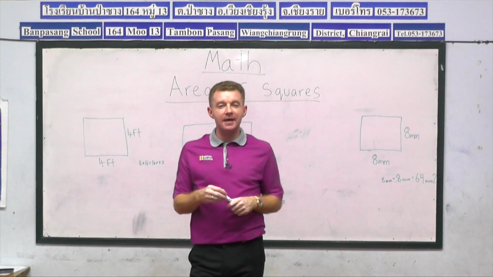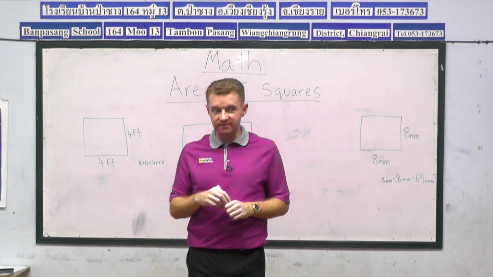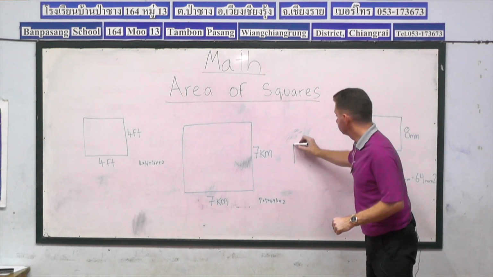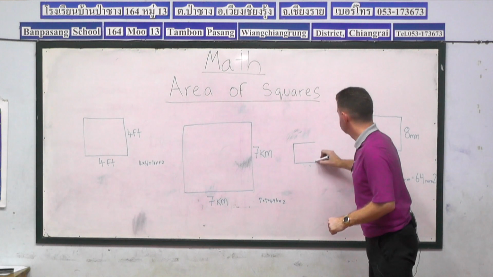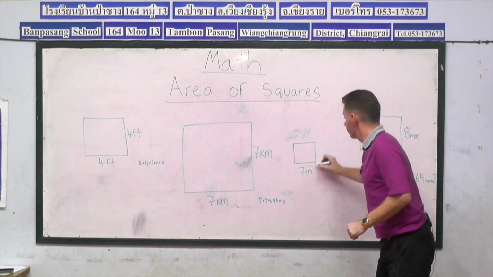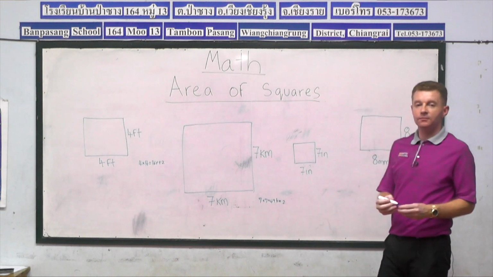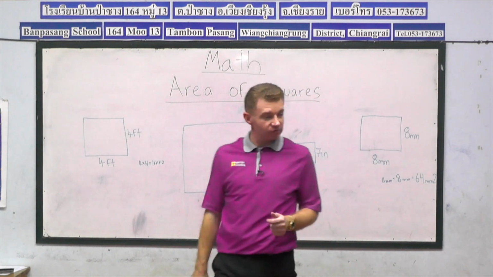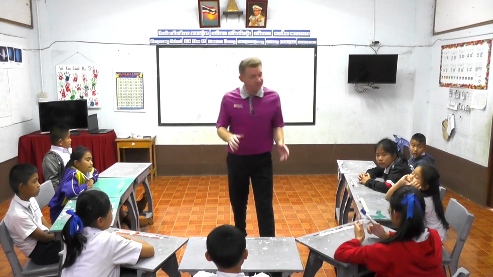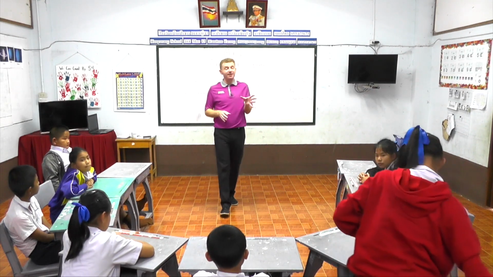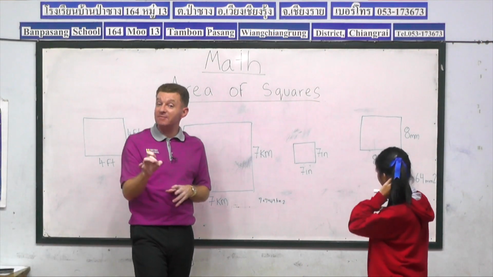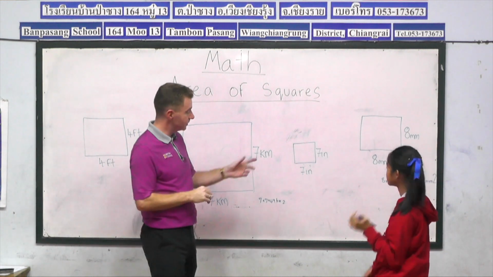And let's do one more together before we move on to the worksheet activity. This time we'll have a smaller square. And this time we will use inches. So now it's 7 inches by 7 inches, but always the same calculation. And Dan, can you come forward and demonstrate how to work out the area of this square? So always using the same calculation. This time it's 7 inches times 7 inches. So Dan, can you show?